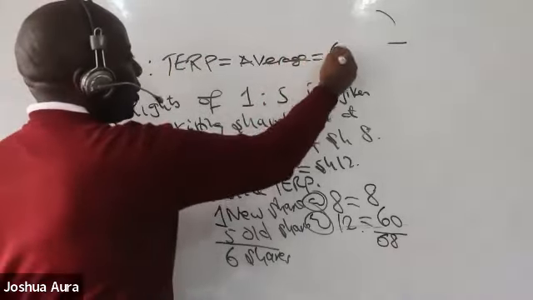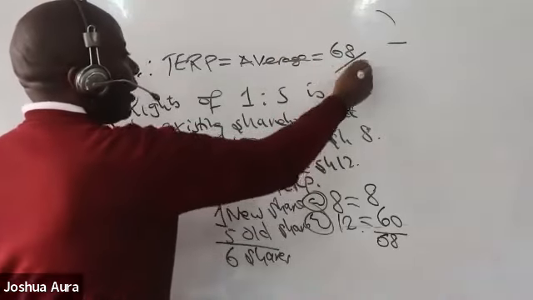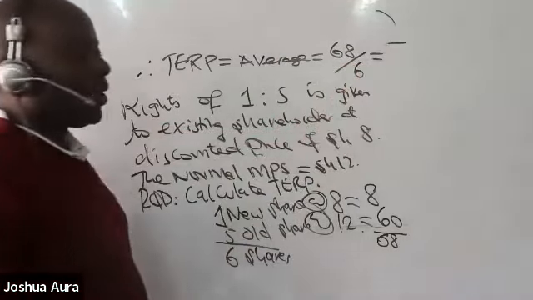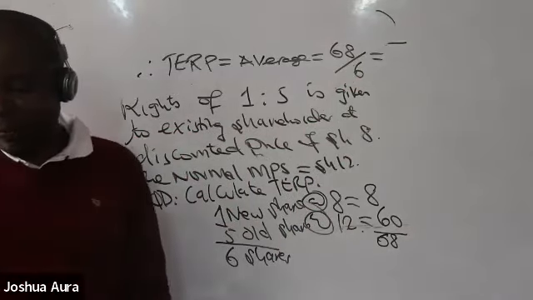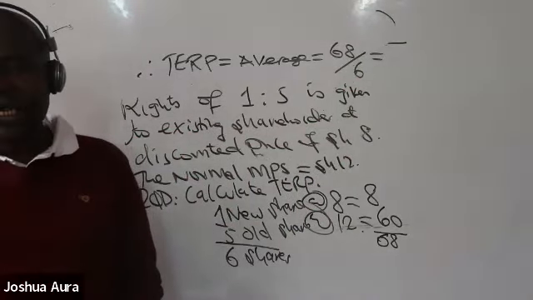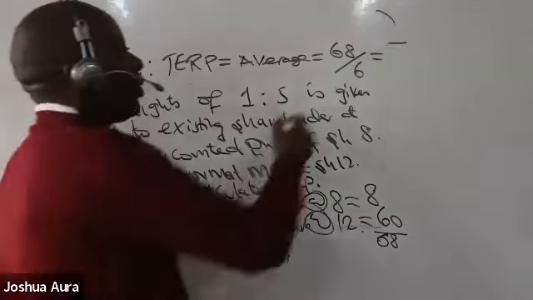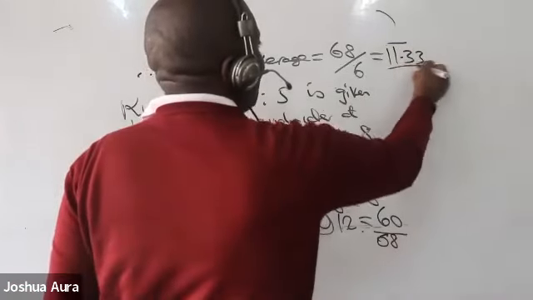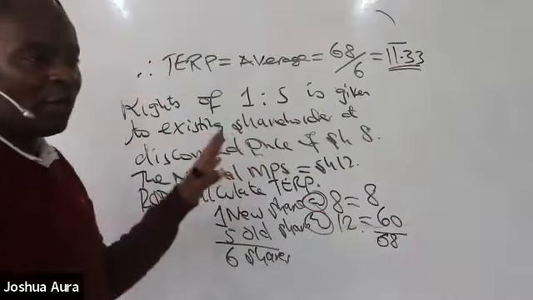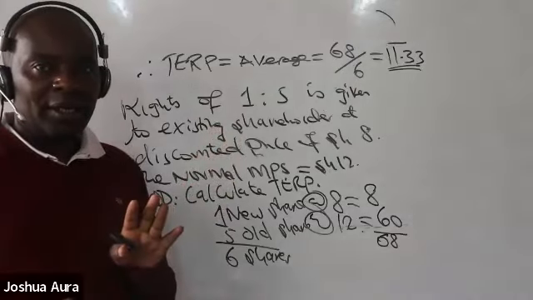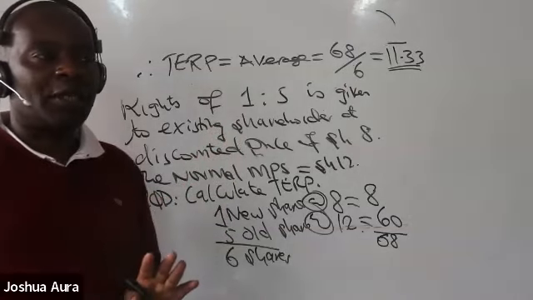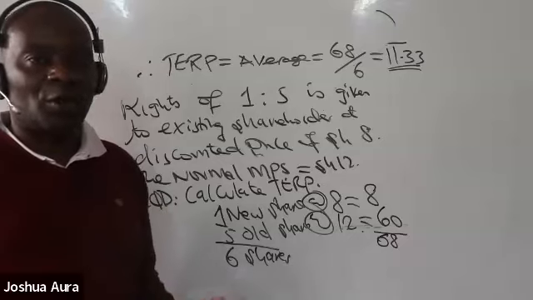And the average will be 68 divided by what here, somebody? 6. 68 divided by 6. Is there somebody who is able to give me this figure? 11.33, isn't it? I'm so sure in an exam situation, all of us would have gotten this correctly. It's called TERP. It's very easy to calculate.